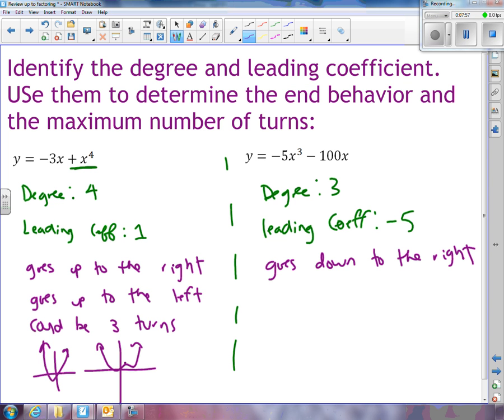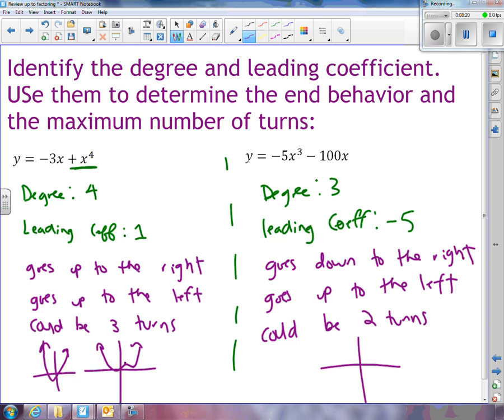Now the degree is 3. Because the degree is odd, that means that the ends go in opposite directions. So if it goes down to the right, it goes up to the left. And now the degree is 3, so the maximum number of turns is 2. So it could have 2 turns.